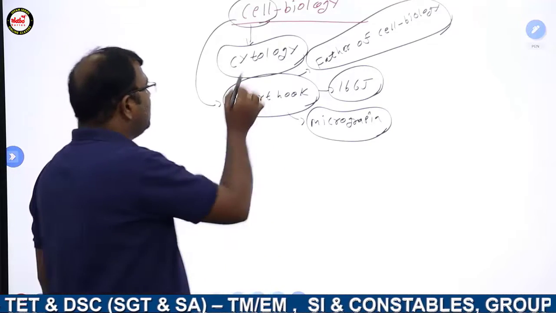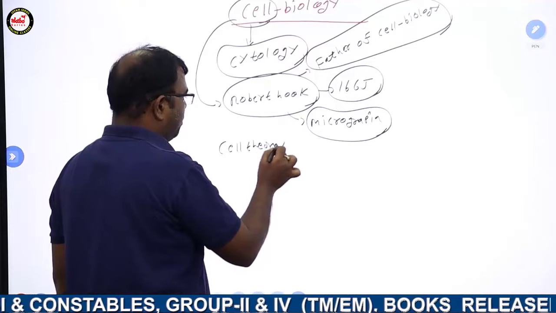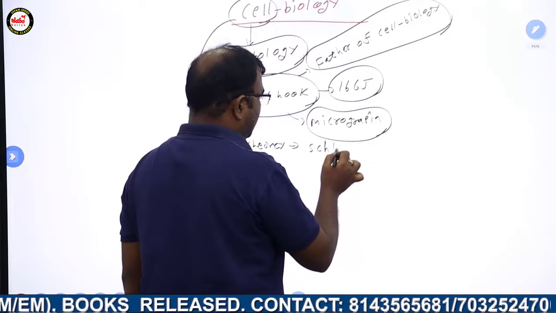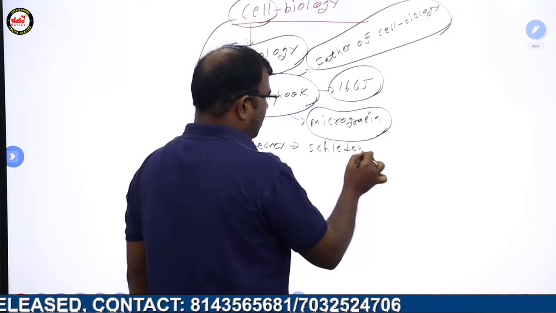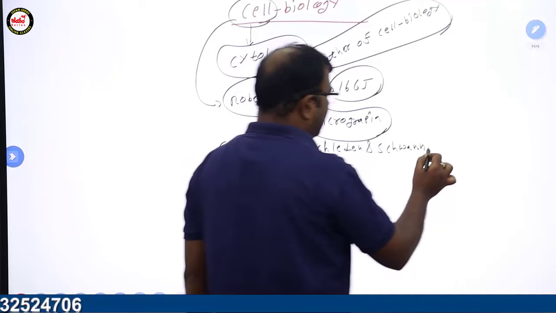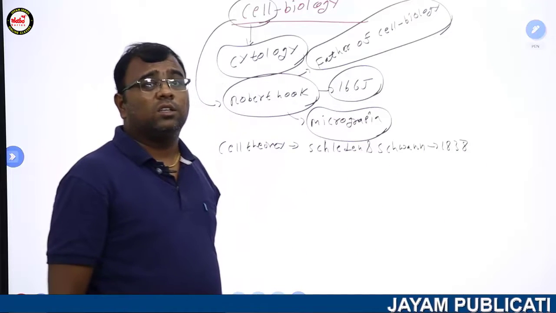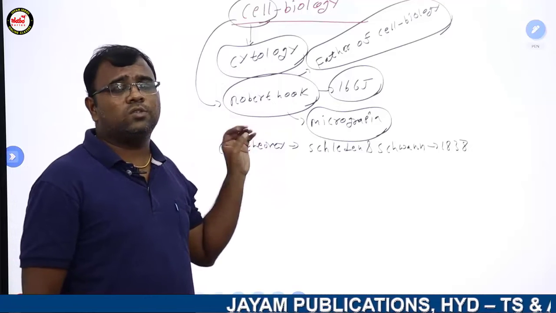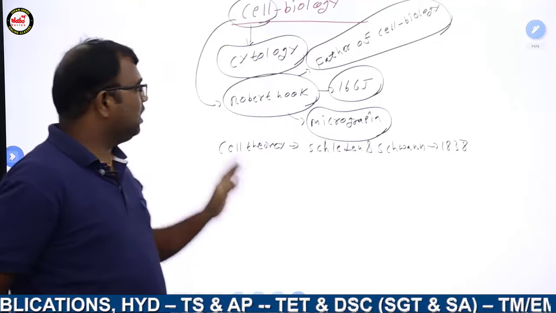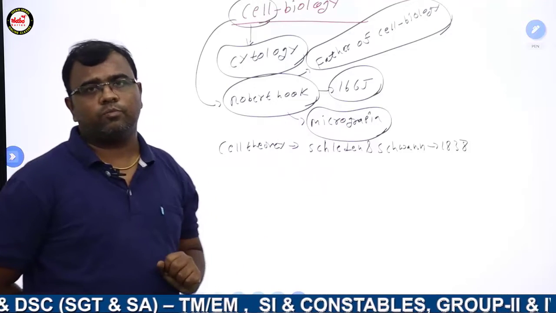The cell theory was proposed by Schleiden and Schwann in the year 1838. The cell was discovered by Robert Hooke in 1665, and the cell theory was proposed by Schleiden and Schwann in 1838.